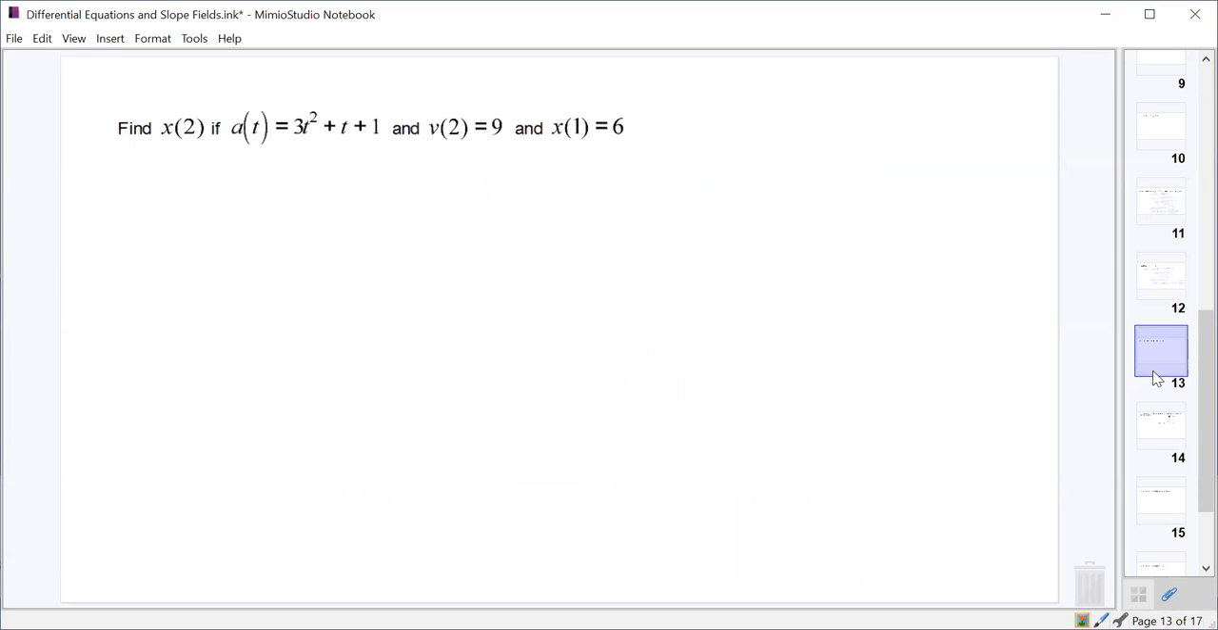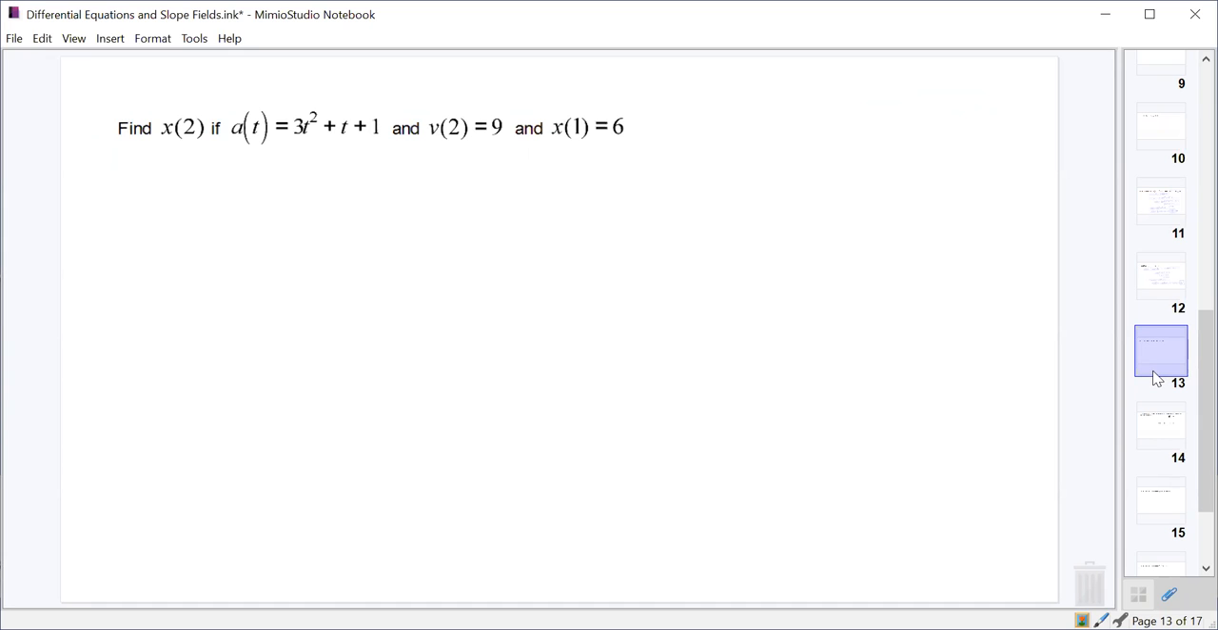One more here. And so this one, we've got x of 2 is what we're looking for. And we're given an acceleration function, 3t squared plus t plus 1, with v of 2 equal to 9 and x of 1 equal to 6. So what's going to happen here? Do we have to integrate it twice? We're going to have to do two sets of integration. And each time we're going to have to find a constant. It's going to be a different constant each time.